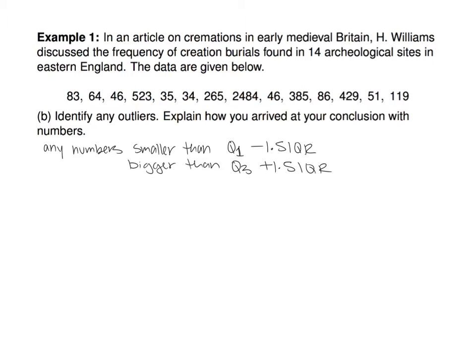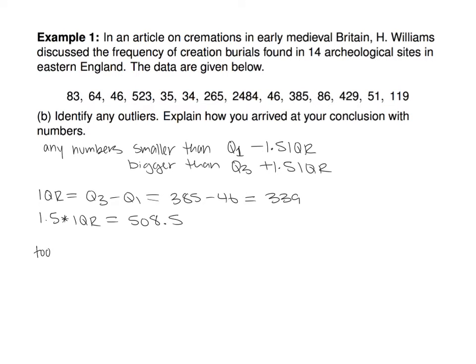So the first thing we need to do here is find the IQR, or interquartile range, which remember is Q3 minus Q1. So that's 385 minus 46, which is 339. 1.5 times that IQR gives us 508.5. And we're too low if below Q1, which was 46, minus 508.5. And obviously there are no negative burial sites, so there are none too low.